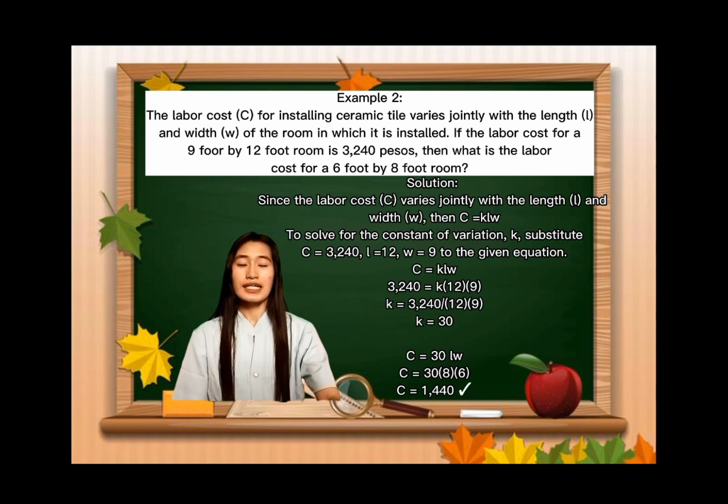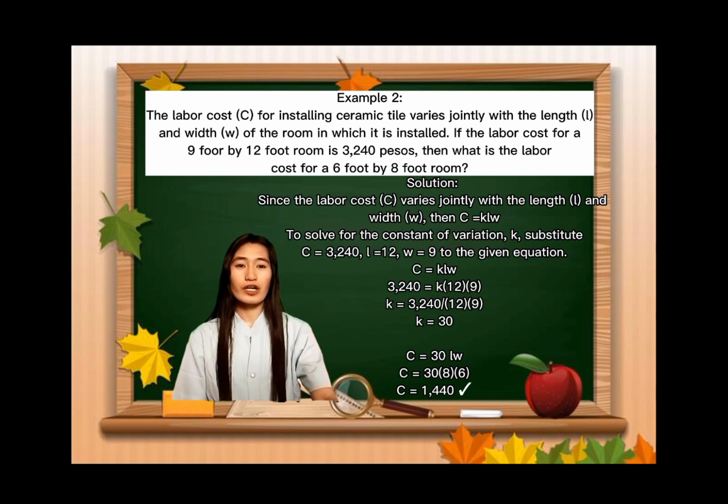The solution is, since the labor cost varies jointly with the length and width, then C equals kLW. To solve for the constant of variation k, substitute C equals 3,240, length is 12, and width is 9 into the given equation. C equals kLW. 3,240 equals k times 12 times 9. k equals 3,240 over 12 times 9. And the answer is k equals 30. It follows that the equation of variation is C equals 30 times length times width.